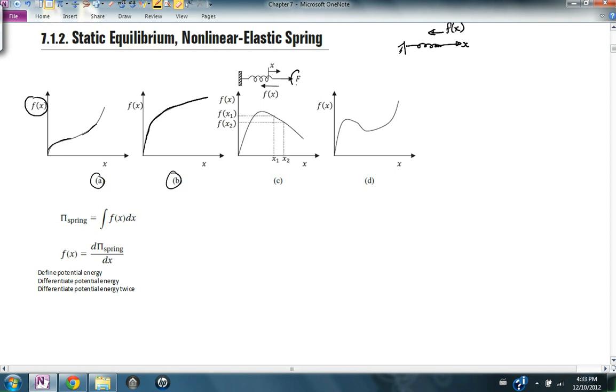Equilibrium is achieved, or in general, the force in the spring is a non-linear function of x, and the energy stored in the spring is equal to the integral of this f of x dx integrated from 0 to x.